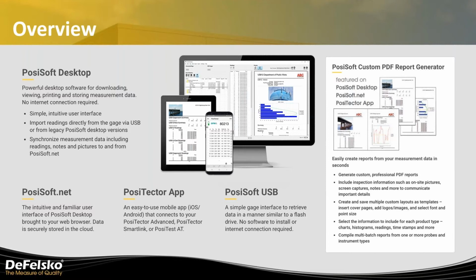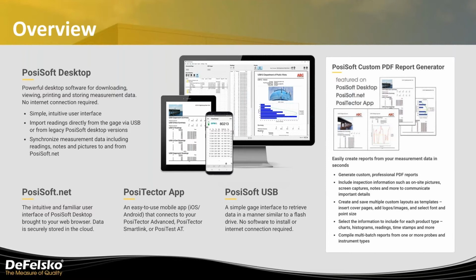The PosiTector mobile apps, either iOS or Android, will connect up to either your PosiTector SmartLink, your advanced PosiTector gauge body, as long as it's one that is BLE enabled, so Bluetooth Low Energy enabled, or the newer version of the PosiTest AT, the ATA automatic adhesion tester.